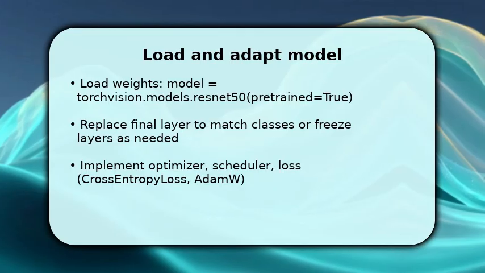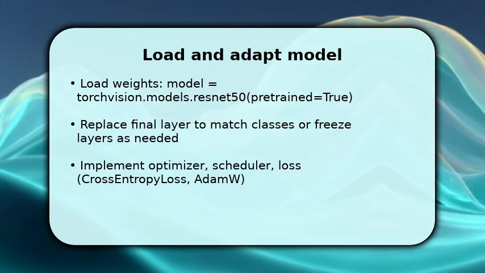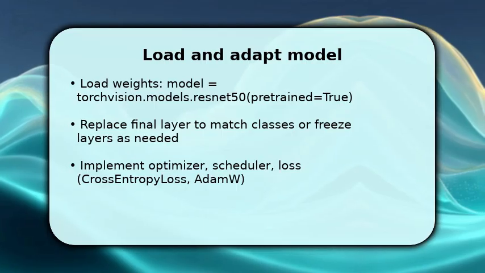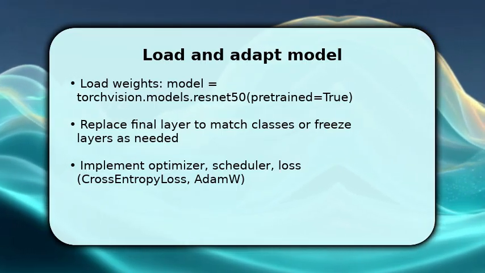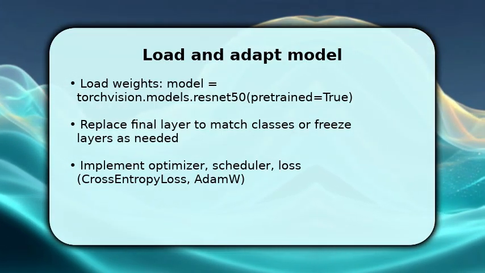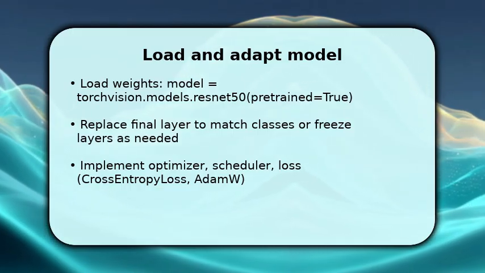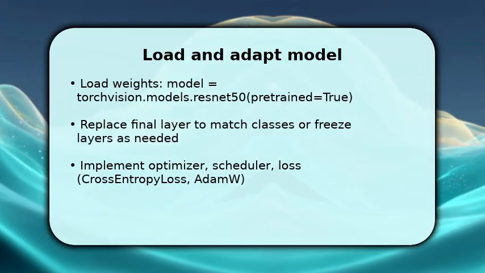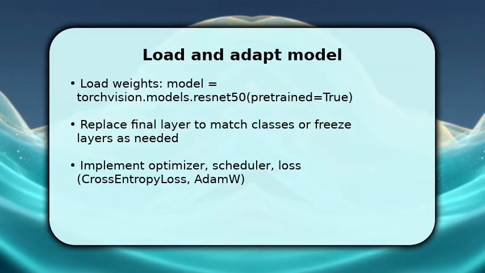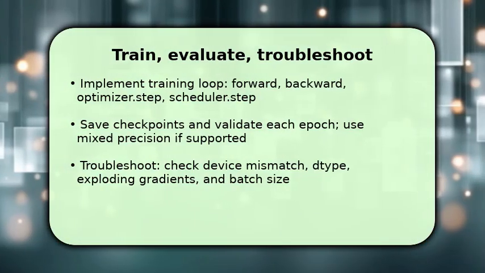Once adapted, move the model to device and wrap it in torch.nn.DataParallel if using multiple GPUs. Then set up optimizer and learning rate scheduler, choose a loss function, and validate shapes with a forward pass to prevent runtime errors. You finish by running a controlled training loop.